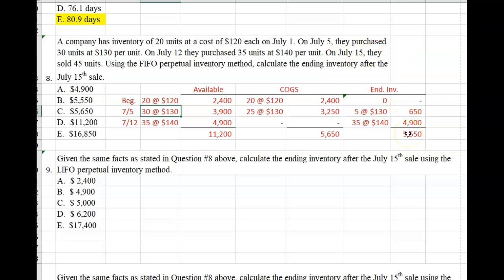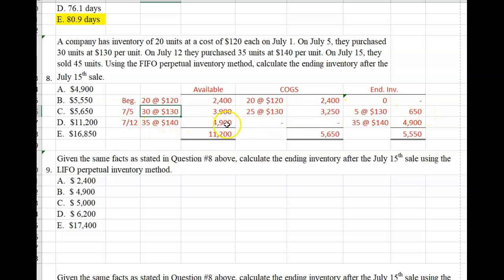Then let's look at the ending inventory. We used all of the beginning layer in cost of goods sold. So nothing is left over in the beginning layer. We had 30 units available from the July 5th purchase. We assigned the cost of 25 of those to cost of goods sold. Therefore, the cost of 5 of them remain unsold in ending inventory. 5 at $130 equals $650.